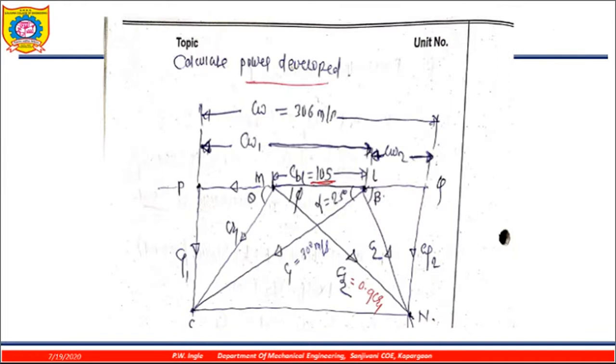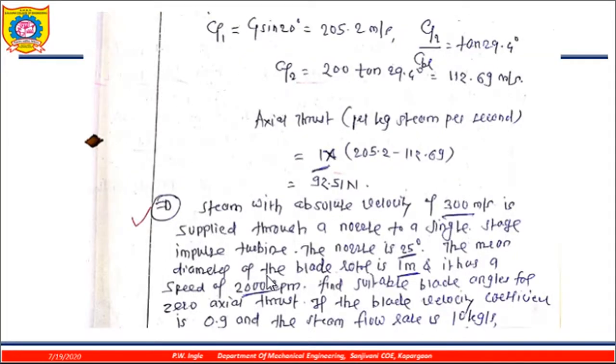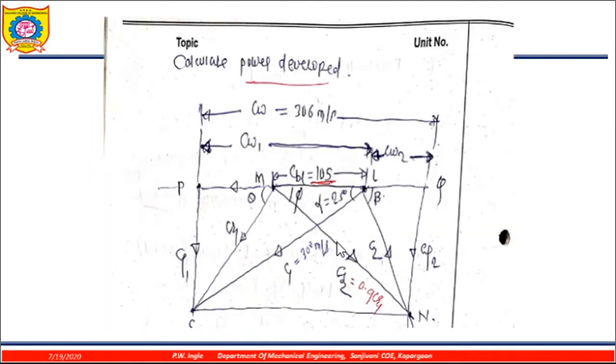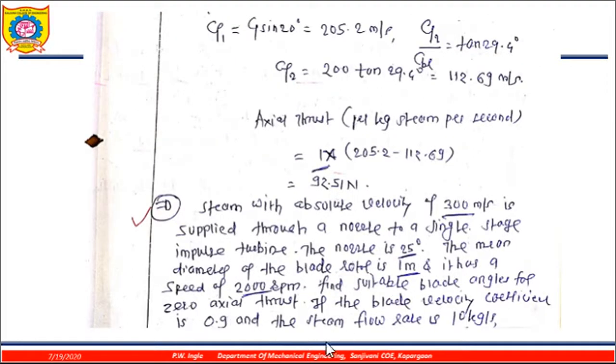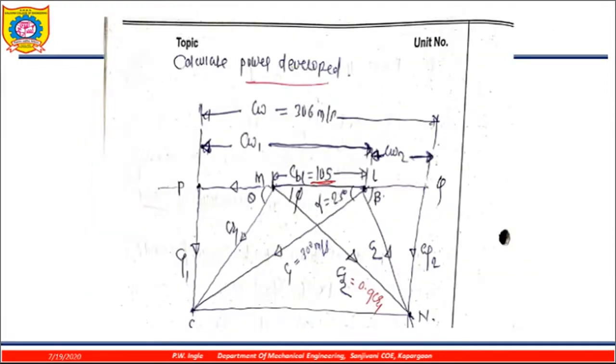Now next is steam with absolute velocity of 300 meter per second supplied through a nozzle to a single stage impulse turbine. The nozzle angle is 25 degree. The mean diameter of blade rotor is 1 meter. It has a speed of 2000 rpm. Calculate suitable blade angles for zero axial thrust, so FA equal to 0, and steam flow rate is 10 kg per second.